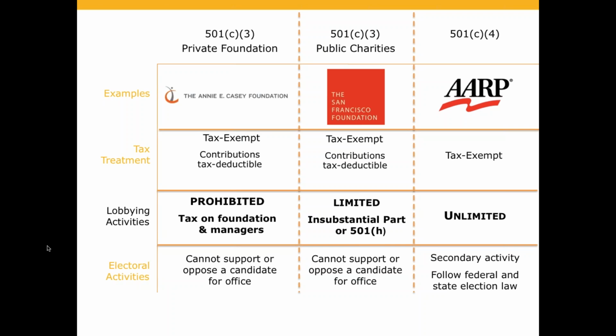They can do any amount of lobbying that they want. Some of their advocacy activities, again, may be taxable. But because of Citizens United, electoral activities have to be a secondary activity, but they can spend just about whatever they want on those electoral activities.